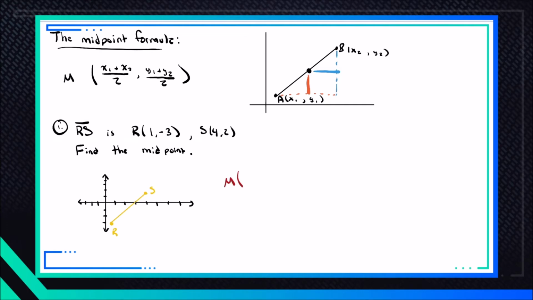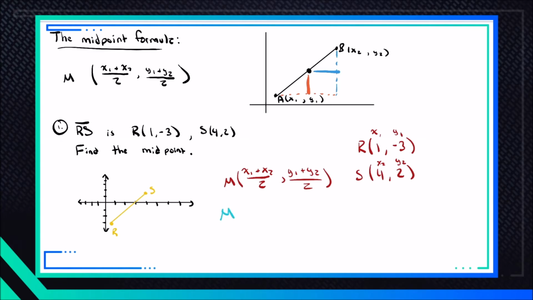So we are given that we have x1 plus x2 divided by 2, comma, y1 plus y2 divided by 2. And so we have our point R, which is going to be 1, -3. Let's use that as our x1, comma, y1. And we also have the point S, which is 4, comma, 2. Let's use that as our x2, comma, y2. And now we'll plug those into our midpoint formula. So M: x1 is 1 plus x2 is 4 divided by 2. And y1 is -3, y2 is a +2, divided by 2.